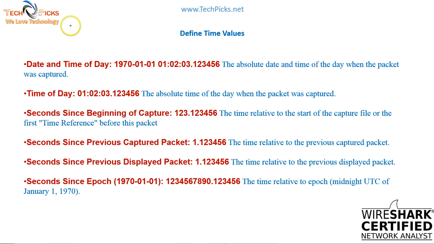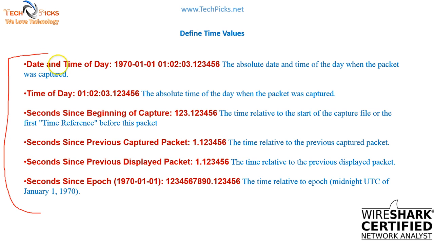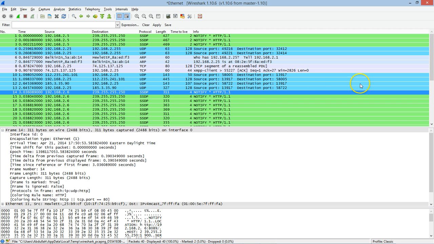There are different time formats that Wireshark uses, and they are right here: date and time of the day, seconds since beginning of the capture, which is the default and the best one that I can use, seconds since previous captured packet, seconds since previous displayed packet, and seconds since epoch, 1970-01-01. Okay, now what does this mean? Let me bring Wireshark back here.